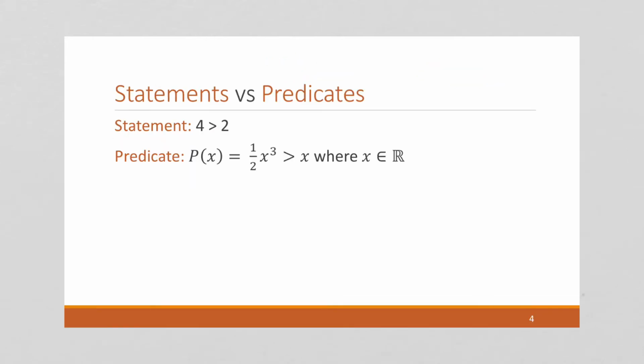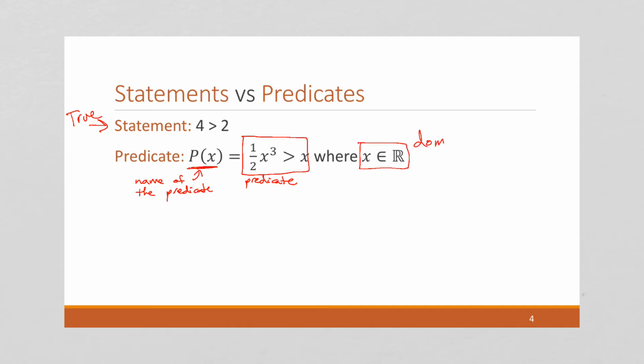So here's an example. Here we have a statement, right? This is a true statement. We can evaluate it. A predicate, this is just the name of the predicate. The predicate itself is right here. And we don't know its truth value until we substitute a value for X. Here, so this is the actual predicate. This is the name of the predicate. And this over here is the domain of the predicate.